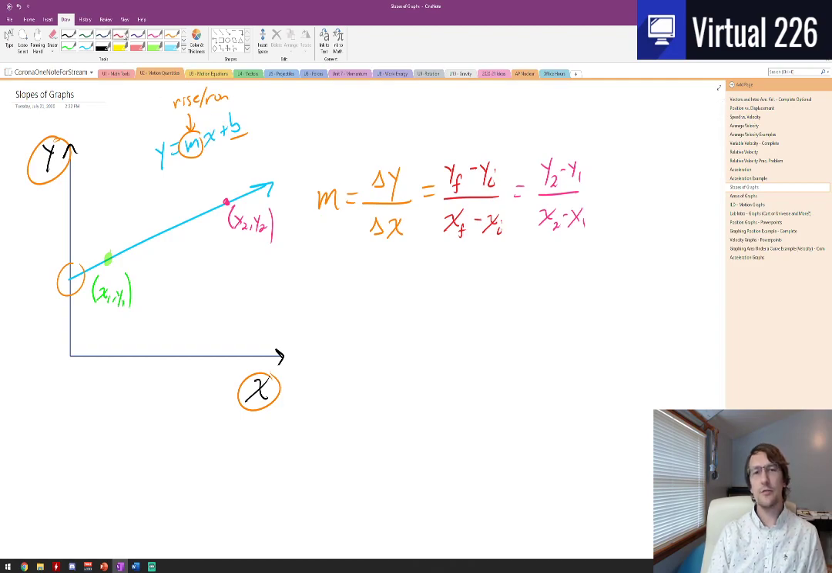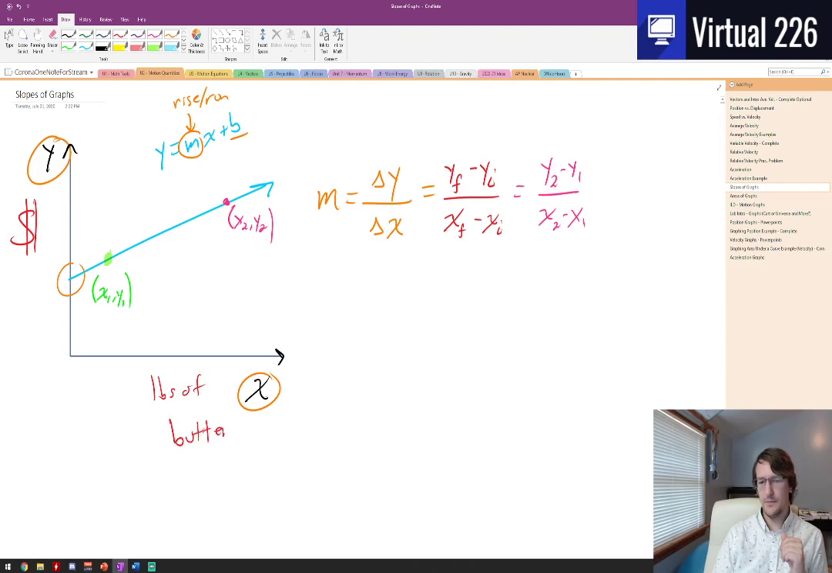Now, what we're really going to focus on with slopes in this video is what the slope actually will mean for a graph. So if I look at my units on this axis here for the y and the x-axis, let's say my units over here are dollars, okay? It's like money. And on the x-axis, it is something like, I don't know, pounds of butter, because you're buying pounds of butter for some reason, right?